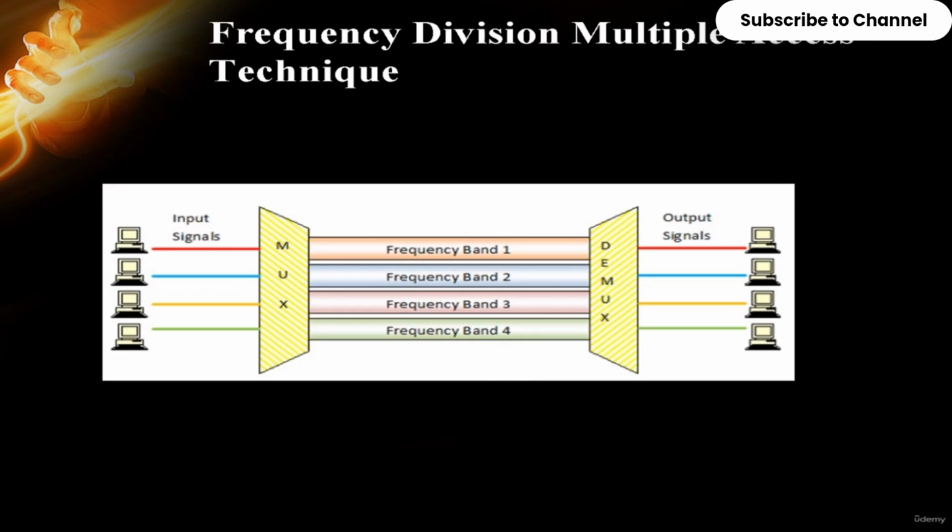If you see here the frequency division multiple access technique, we have various input signals and output signals, and we have frequency band 1, band 2, band 3, band 4, like a spectrum divided into various bandwidths. In between band 1 and band 2, we have a small strip which is known as a guard band. The guard band prevents the signals from overlapping with each other. This is the main advantage of guard bands. I hope it is understandable.